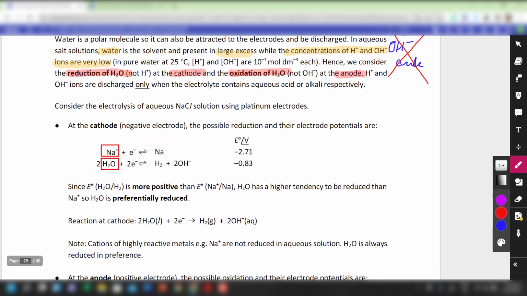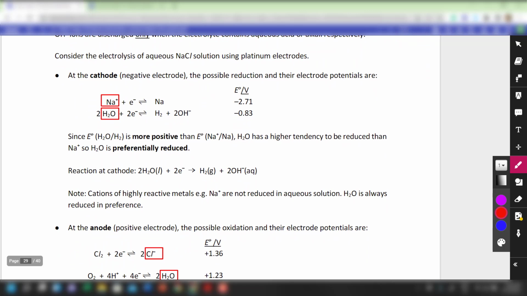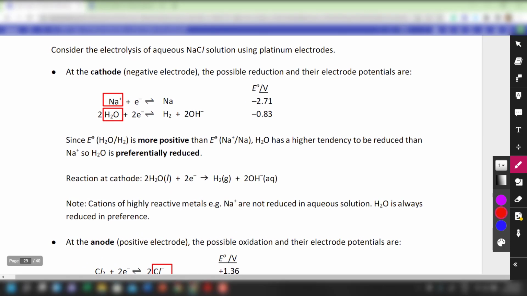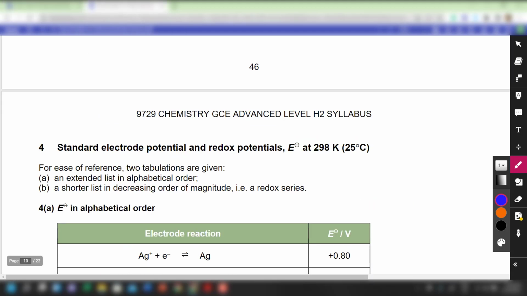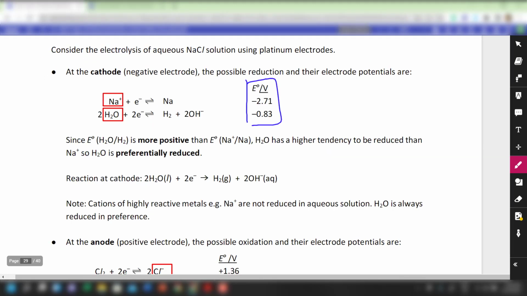Okay, so let us move on to aqueous sodium chloride solution, electrolysis using platinum electrodes. What we are going to do now is look at two reduction potential values. You can get these values from data booklets, but for simplicity, we have presented them in our lecture notes so that you don't have to flip over to your data booklet to check them.